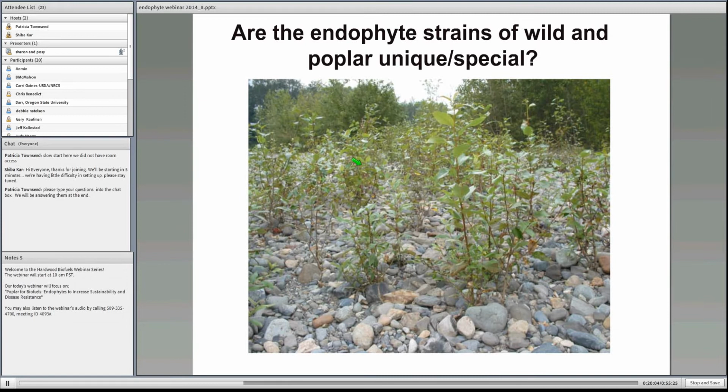But we think that these endophytes from these environments, from wild poplar, are special, and that they promote the growth and fix nitrogen better than the average endophytes, we'll say, because we think there's much stronger selection for this mutualism in this type of environment. In this environment where the plants are growing in this cobble without any organic matter, there's no soil, the plants are completely dependent on their symbiotic partners to get the nutrients that they need.